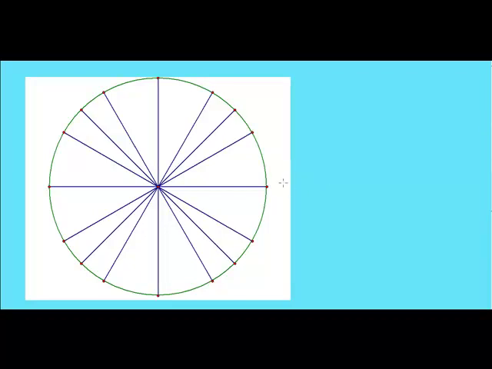So this is the unit circle. We're going to start with degrees first, and then I'll show you the radians. This is 0 degrees, and this is 30 degrees. This is a 45-degree angle, a 60-degree angle, okay, a 90-degree angle.